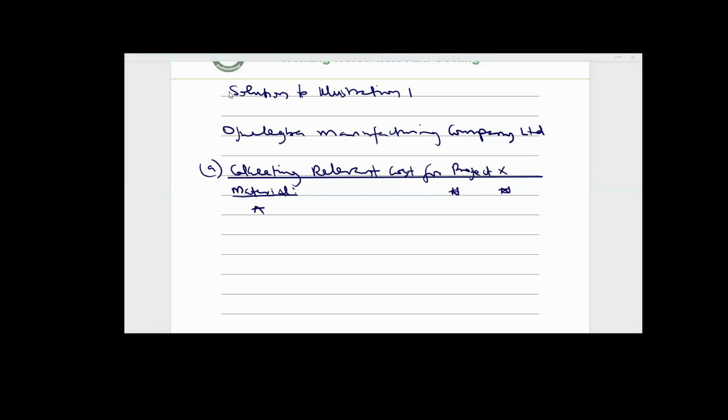Yes, go ahead. It is irrelevant. Why? Why is it not relevant? I said the material is in stock and there won't be any use. Okay, the material is already in stock. Yes, you are correct, because I've already mentioned to you that any material held in stock is irrelevant because the company has already purchased it previously. Remember, relevant costs must relate to the future. Since you have the material in stock, that means it is not relevant.